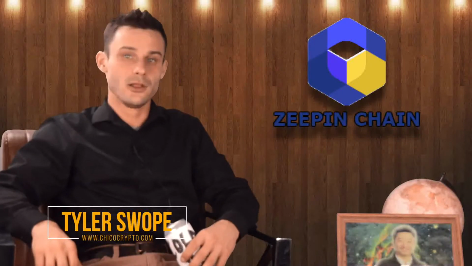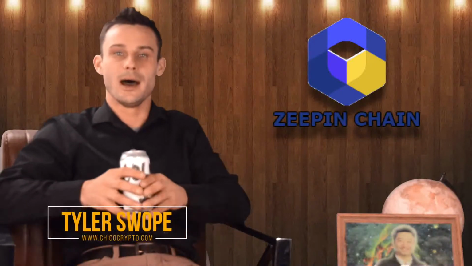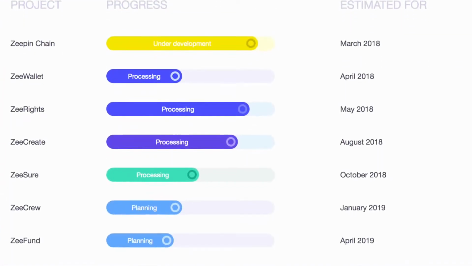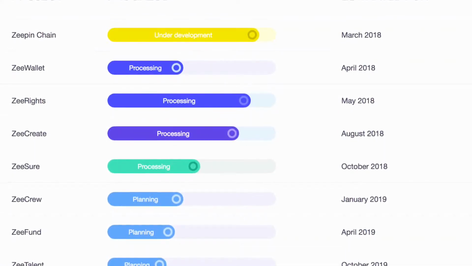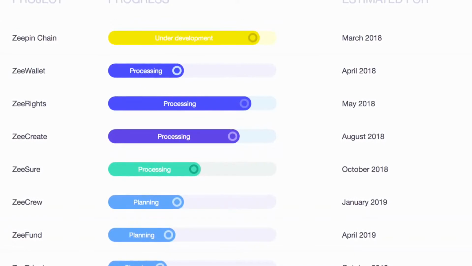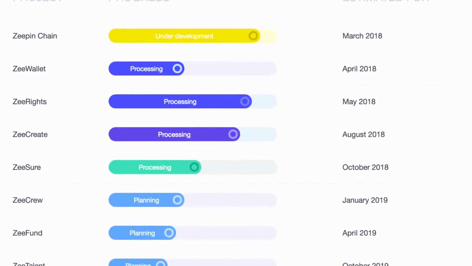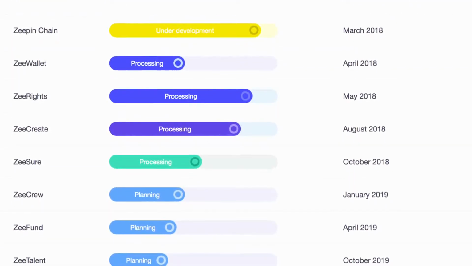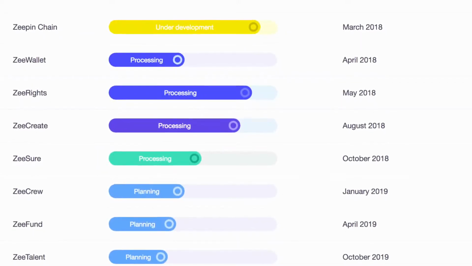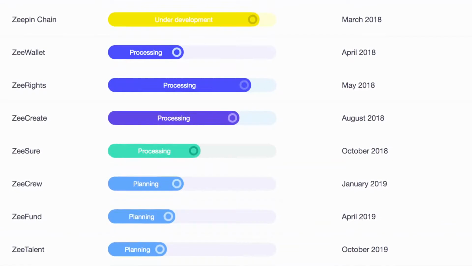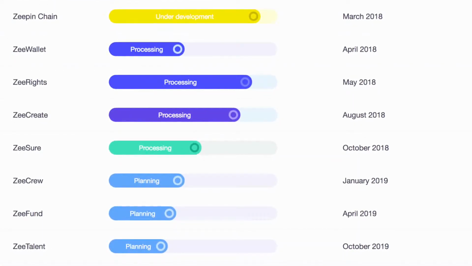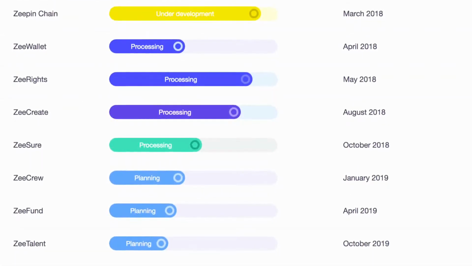So now let's take a look at the initial Zeepin roadmap. So the Zeepin chain is under development with an estimated release in March of 2018. In April of 2018, the Z wallet will be completed. In May of 2018, Z-Rights will be completed. In August of 2018, the core function of Z-Create will be completed. In October of 2018, Zsure will finally be completed.